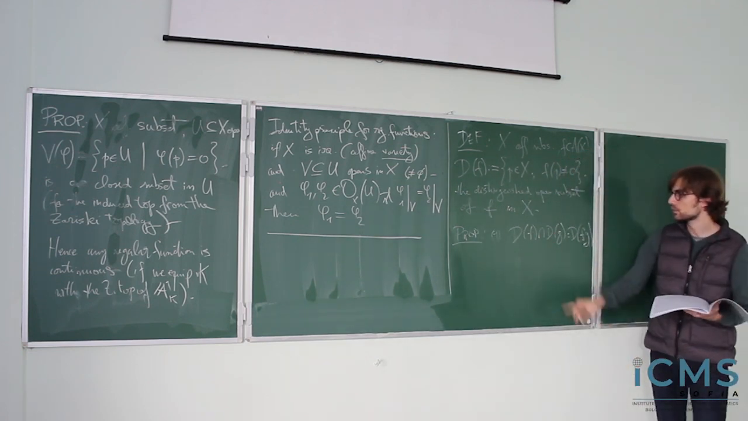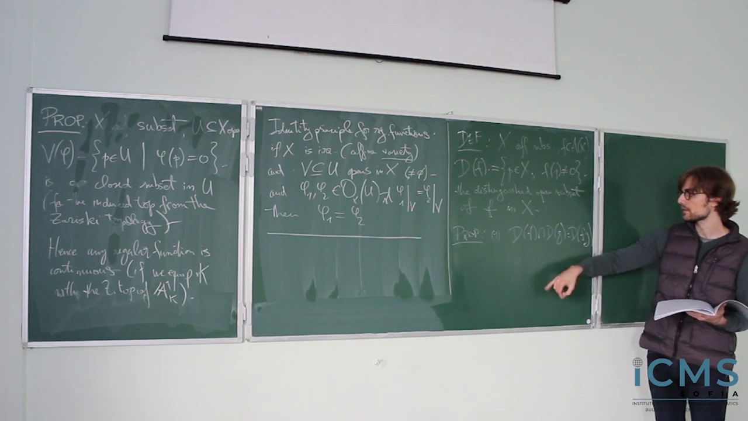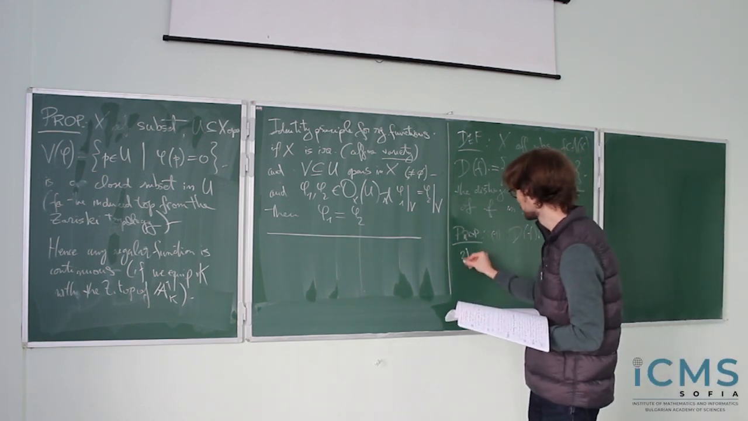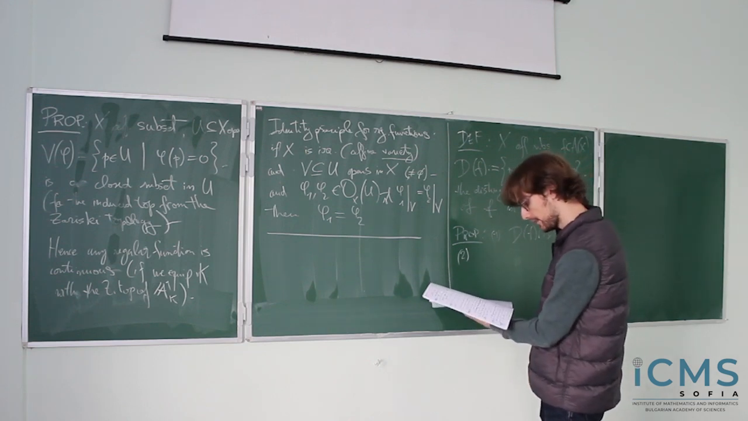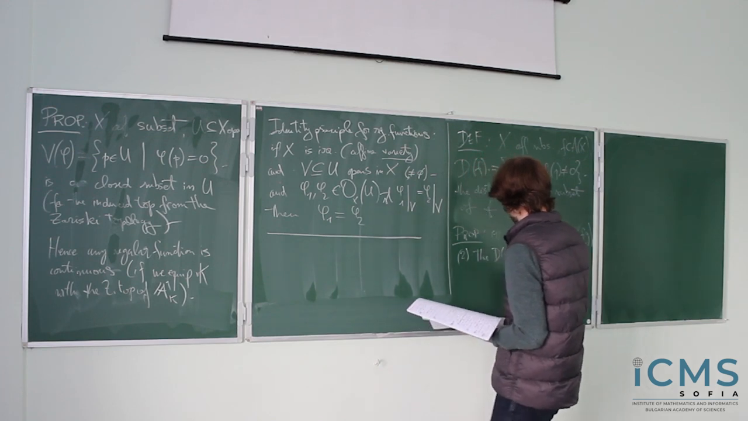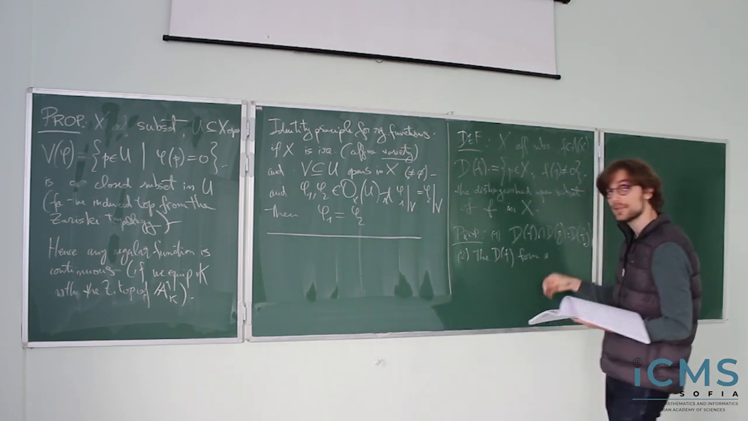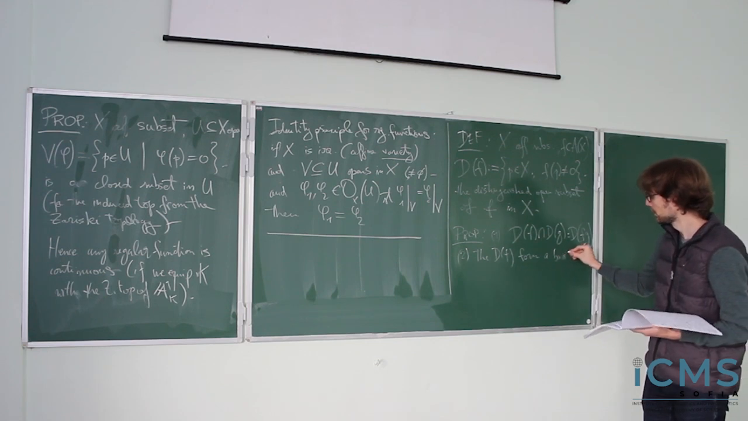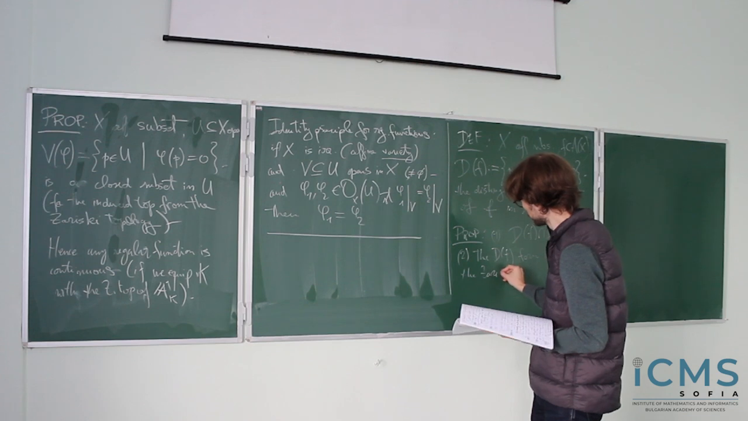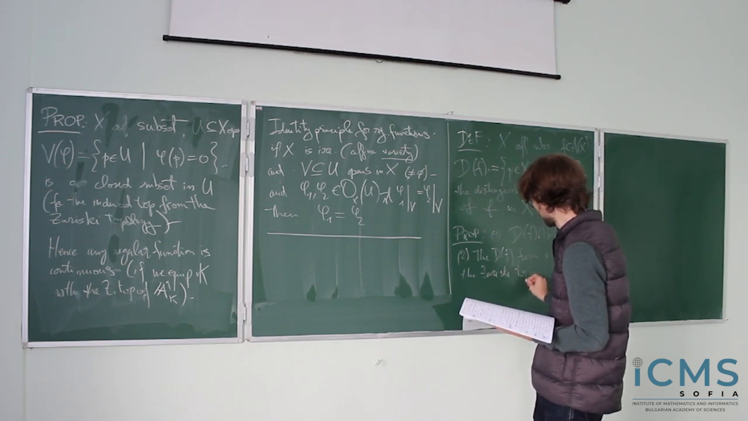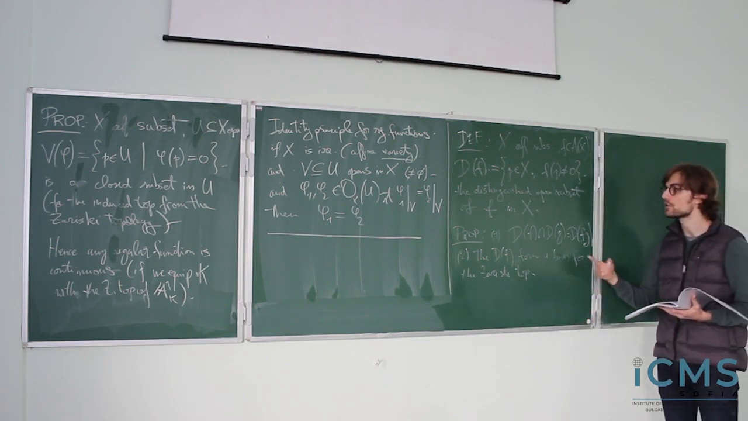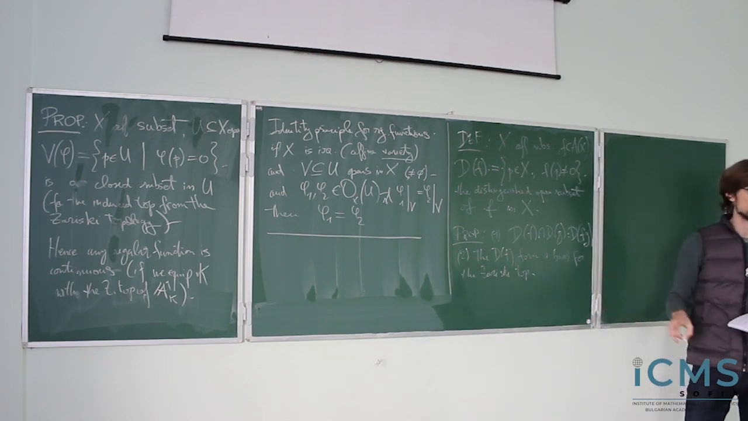The intersection of two distinguished opens is simply another distinguished open. We just take the product, and these D(f) form a basis for the Zariski topology. So that means that every open is a union of these D(f).